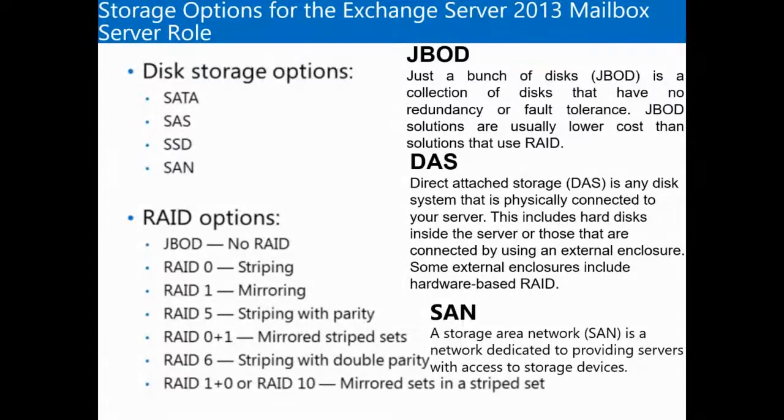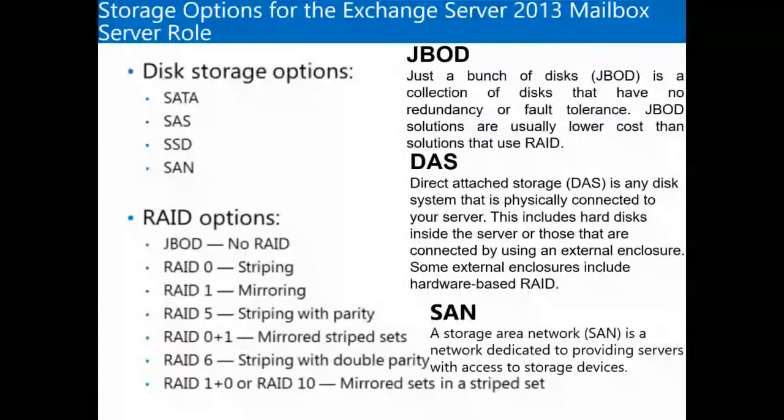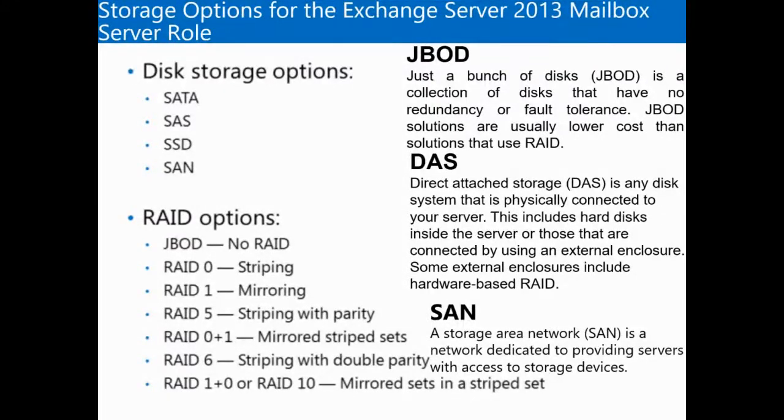We also have RAID 0 plus 1, a mirrored striped set. It increases fault tolerance by mirroring 2 RAID 0 sets. These provide very fast read and write performance and excellent fault tolerance. So we can use RAID 0 plus 1. And RAID 6 is striping with double parity. It increases fault tolerance by spreading data and parity information across 4 or more disks.